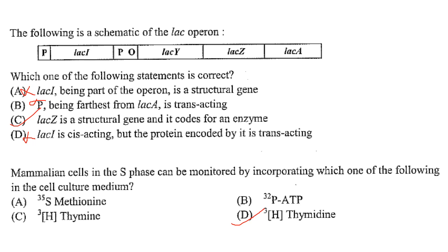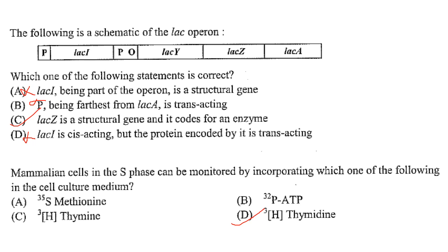Then next one. The following is a schematic of the lac operon. Which of the following statements is correct? Now before coming to the options, let me tell you that cis acting is an element. An element is considered to be cis acting if it has effect on the same DNA strand on which it is located. And trans acting means it will be located on one DNA strand but it will have its action on another DNA strand.